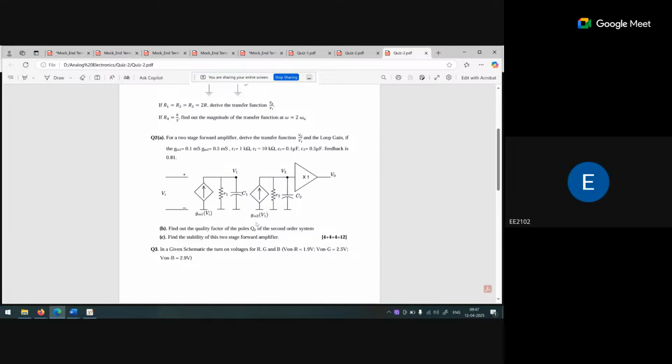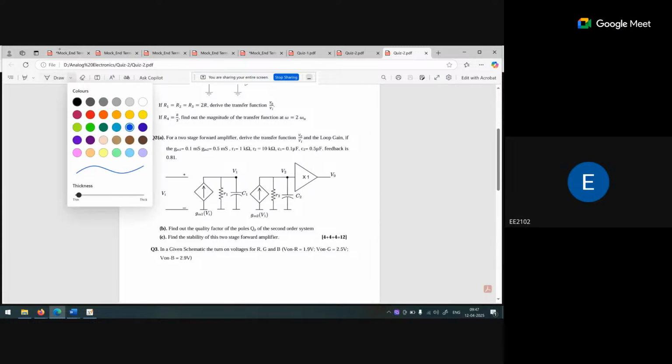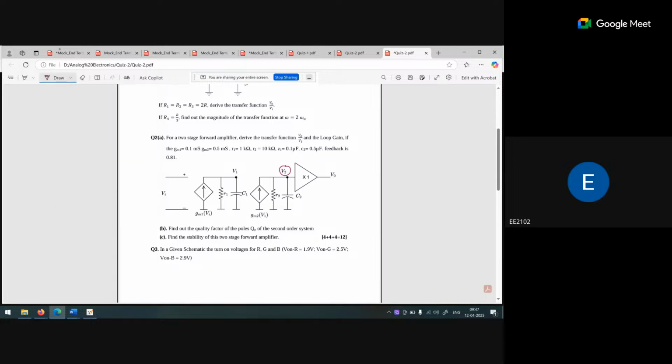What is basically the transfer function of that one? If we are saying that this is the V naught, what is the relation between V naught and Vi? V2 times 1 is equal to V naught. So that means we can say the V naught and V2 both are the same. Now what is V2? V2 is the drop across this capacitor.